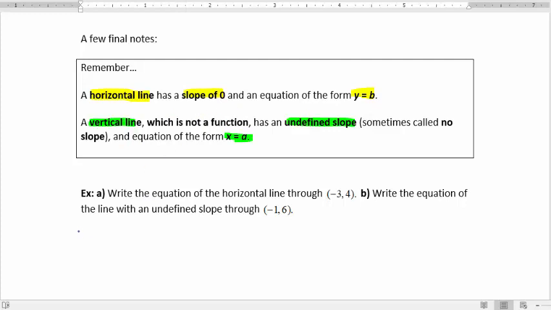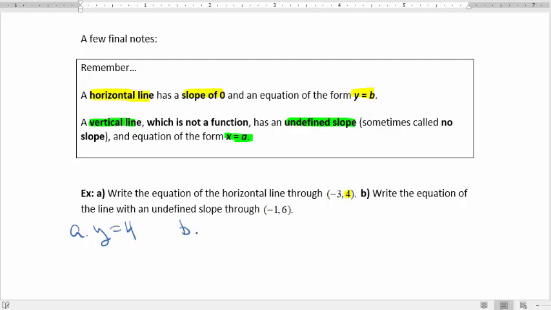If you were going to write the equation of the horizontal line through the point -3, 4, well, I know the equation of the horizontal line has got to be y equals something. And then all I do is look at my point. In my point, y is 4. So the equation of the horizontal line that goes through -3, 4 is just going to be y equals 4.